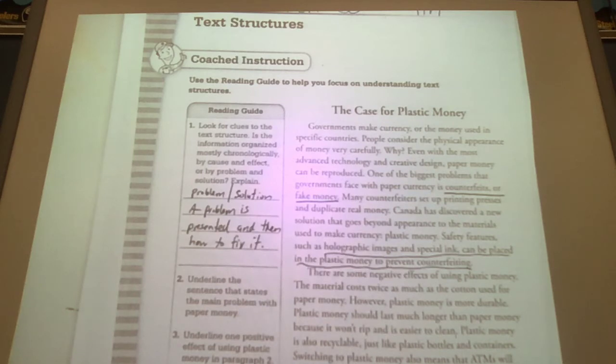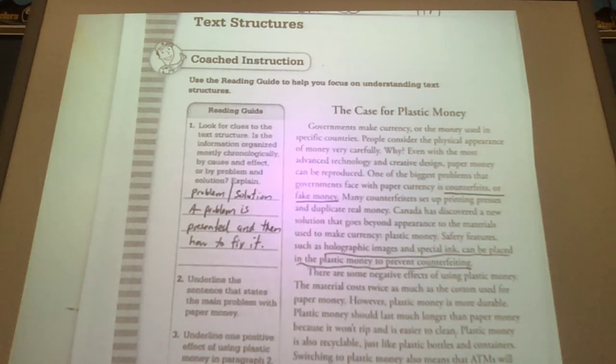I would say that there's definitely some persuasion as far as author's purpose is concerned here. Well, let's go back to our text structure. So, going back to number one, I wrote that this is a problem and solution text structure because a problem is presented and then how we fix it. We want to get rid of counterfeiting, that's the problem. How do we fix that problem? We use plastic money.